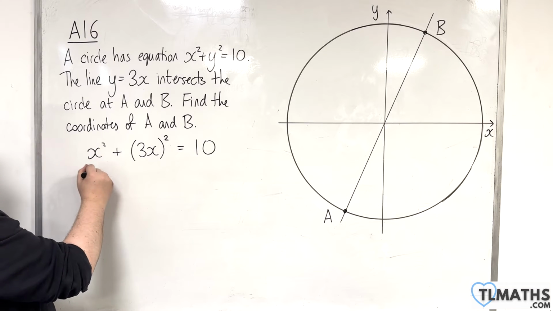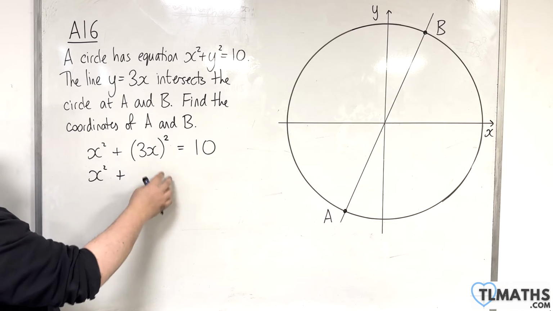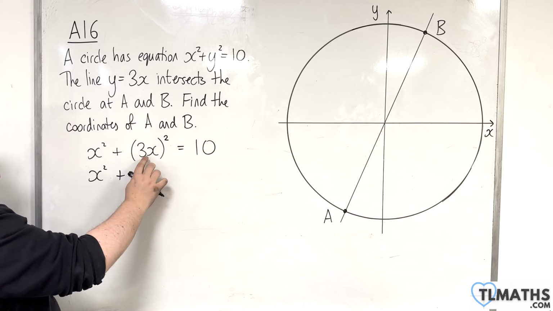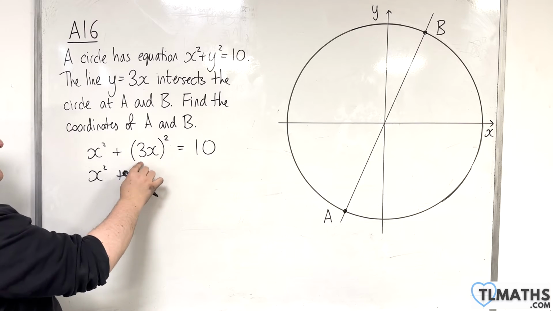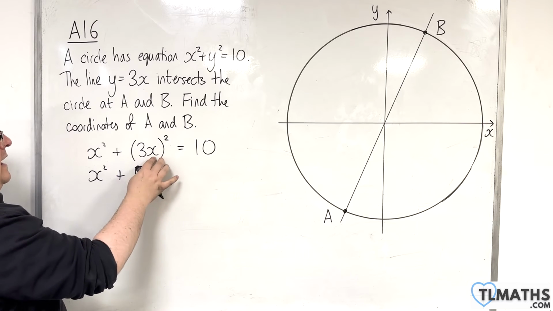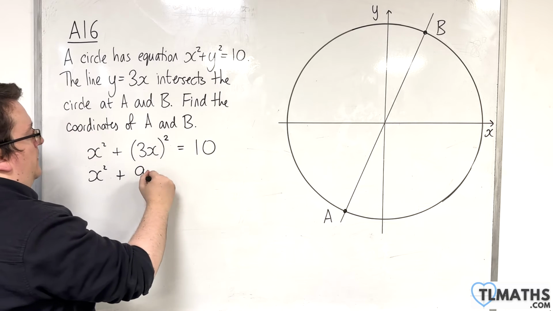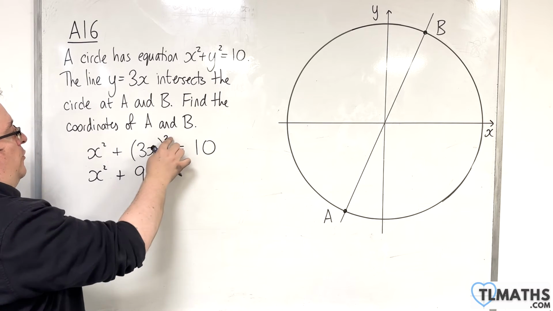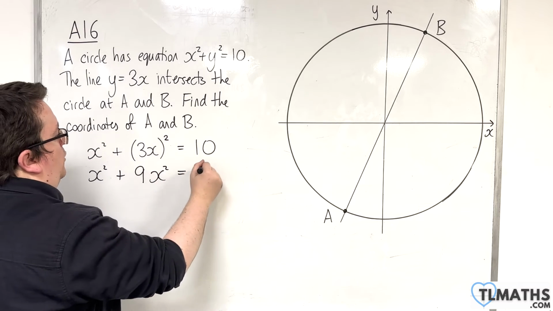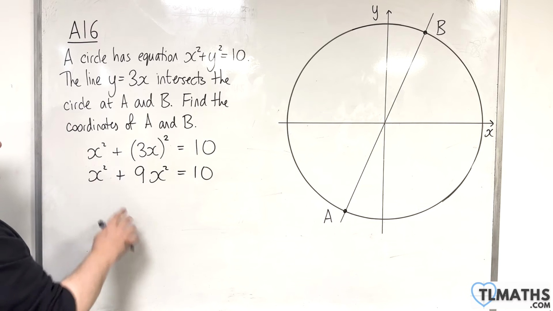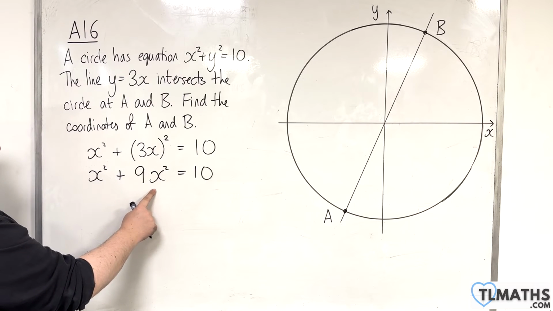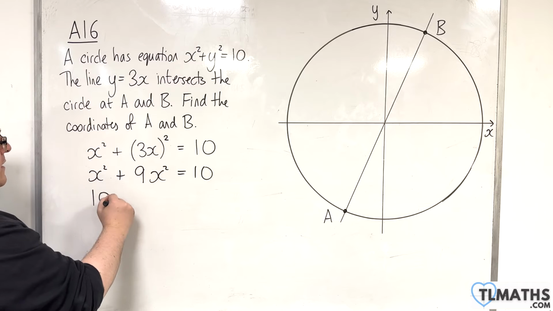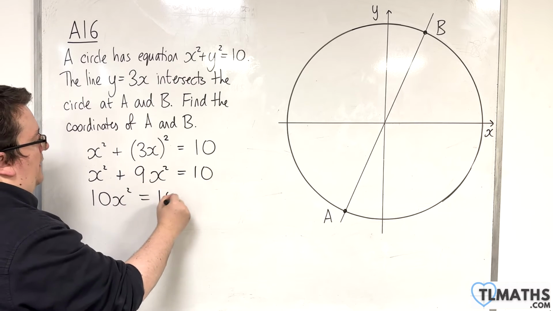So we have x squared plus. Now, we need to expand the bracket out. So we've got 3 squared, which is 9, and then we have x squared. So you need to square both the 3 and the x, equals 10. x squared plus 9x squared is 10x squared, and that's equal to 10.